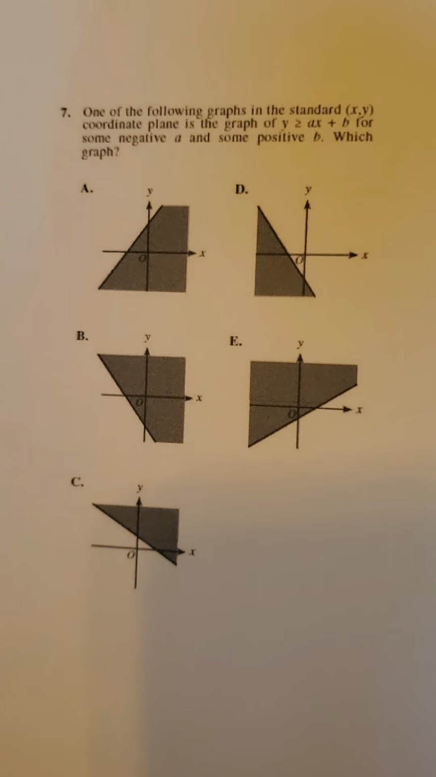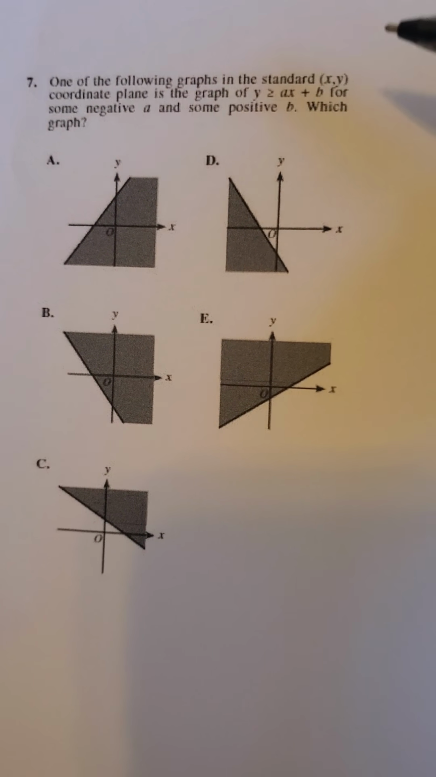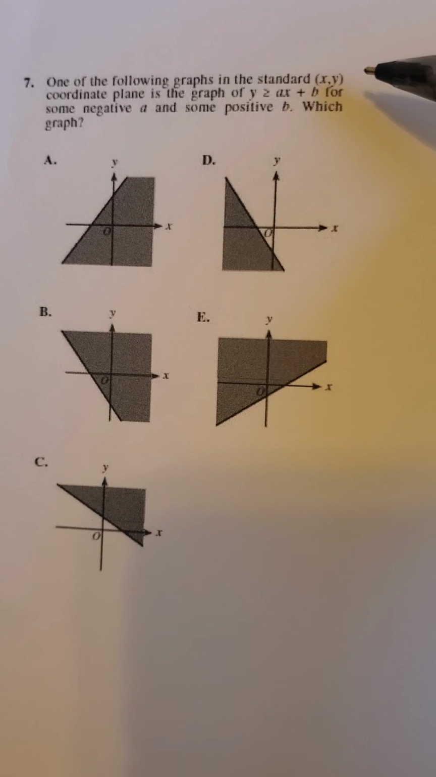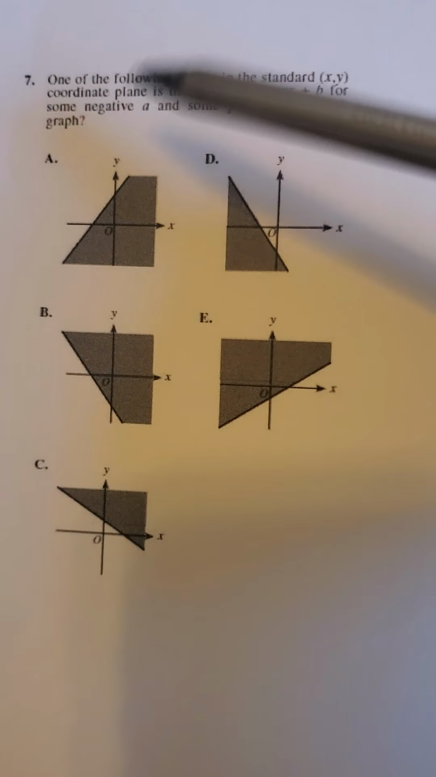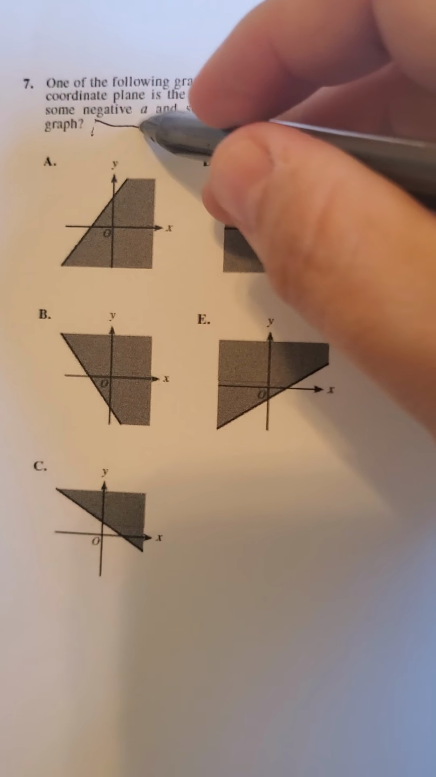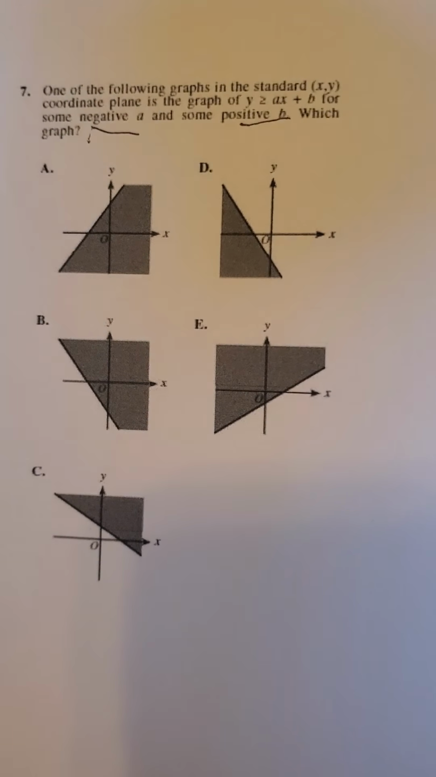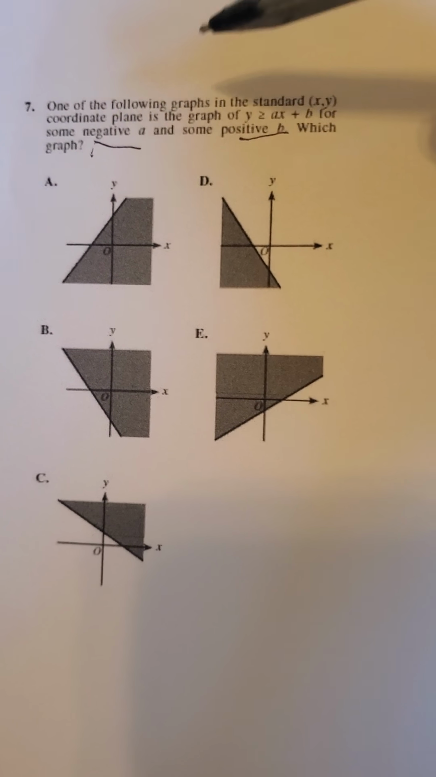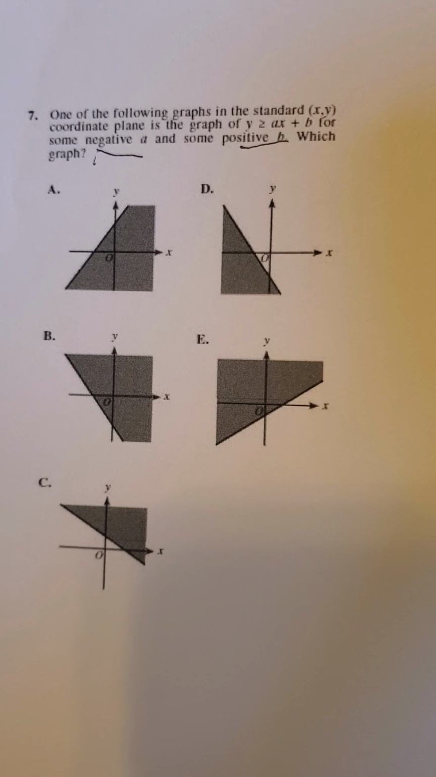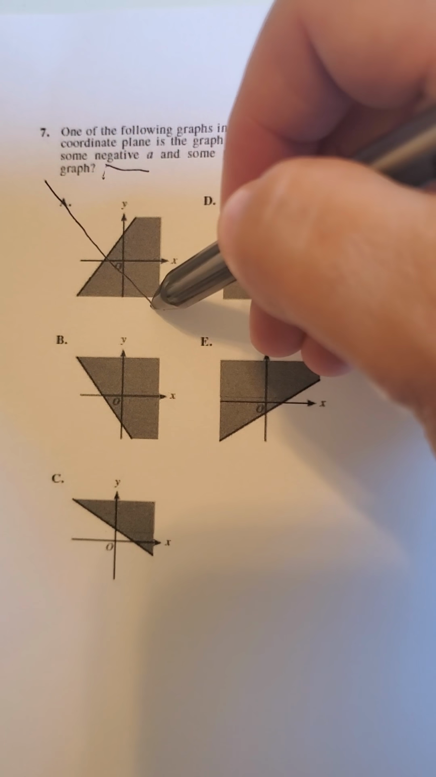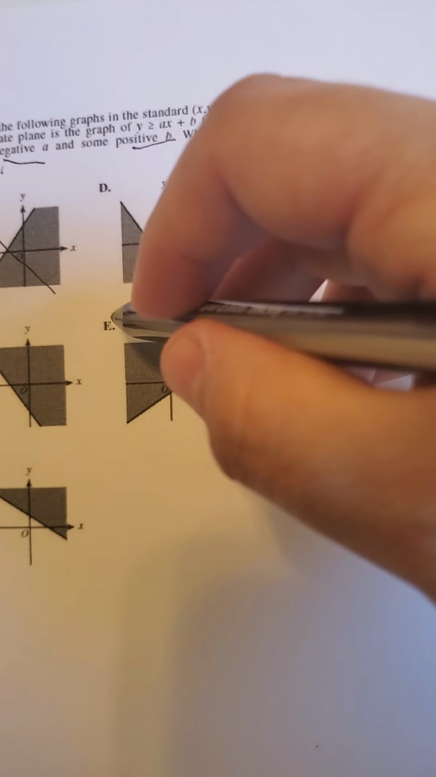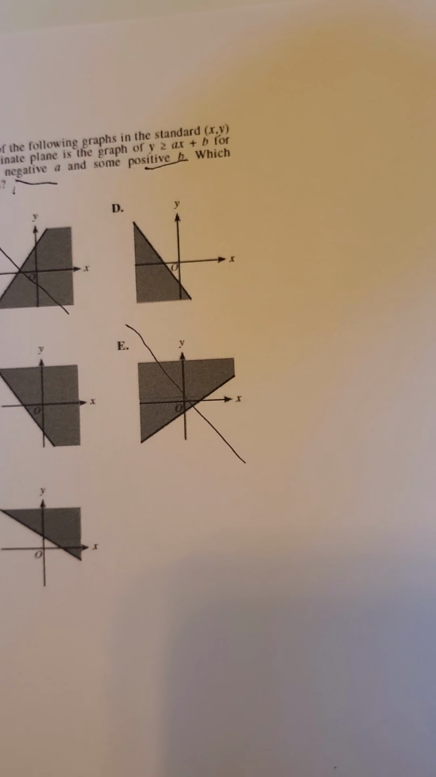All right, next video. It says one of the following graphs in the standard xy coordinate plane is a graph of y is greater than or equal to ax plus b for some negative a, that's important, negative a, and some positive b. So it means my slope is negative, so it's going to go down from left to right. All right, so if I look, that would rule out A because it's going up from left to right. It would also rule out E because it's going up from left to right, okay?